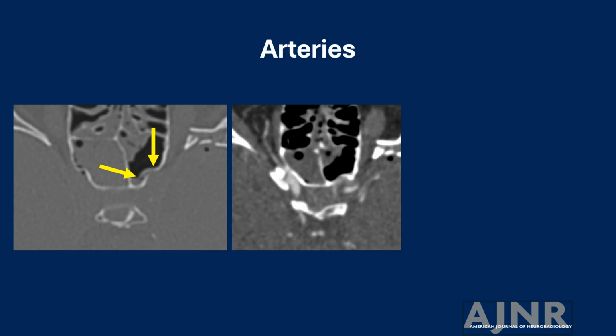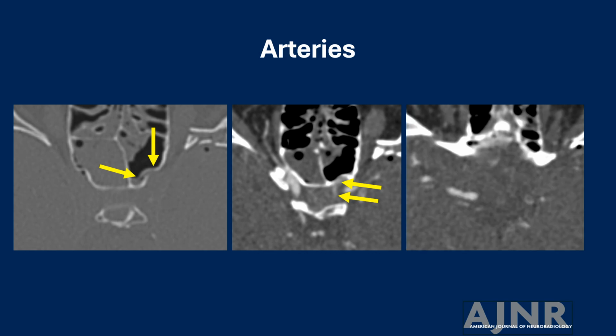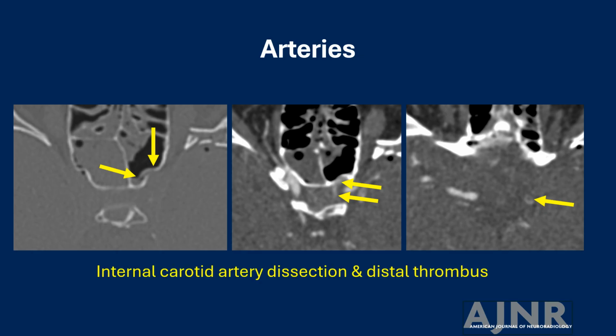And finally, we get to the vessels. Here we can see that there are some fractures along the expected course of the left internal carotid artery, or ICA. On the CT angiogram, we can see that the left ICA is markedly decreased in caliber compared to the right. More distally, there is a filling defect, which is consistent with a thrombus. So this is a case of left ICA dissection with a distal thrombus.